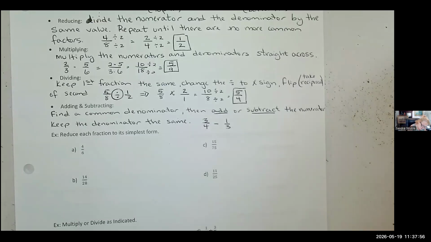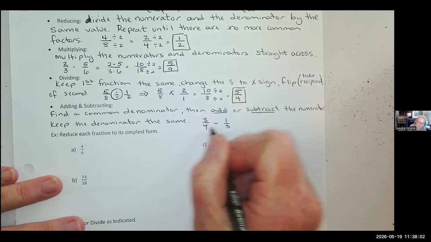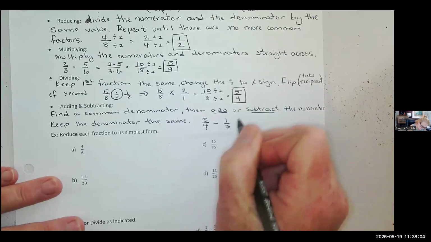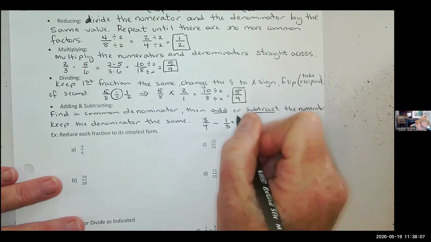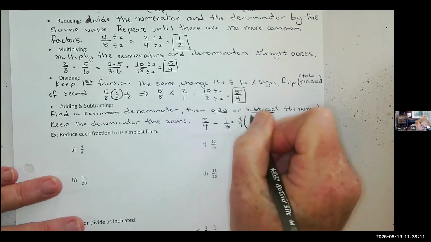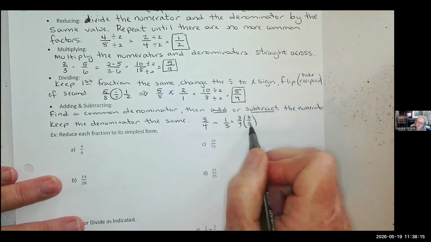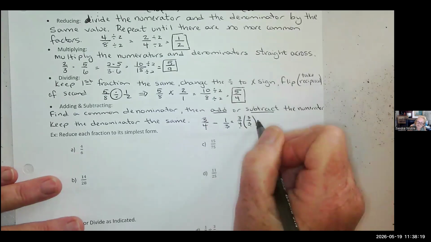So we want the 4 to become a 12, and we want the 3 to become a 12. So you're going to go just like this. You're going to take 3/4 and multiply it by 3 over 3. 4 times 3 will give us 12. We're just changing it to multiplying by 1. Minus 1/3 times 4 over 4.